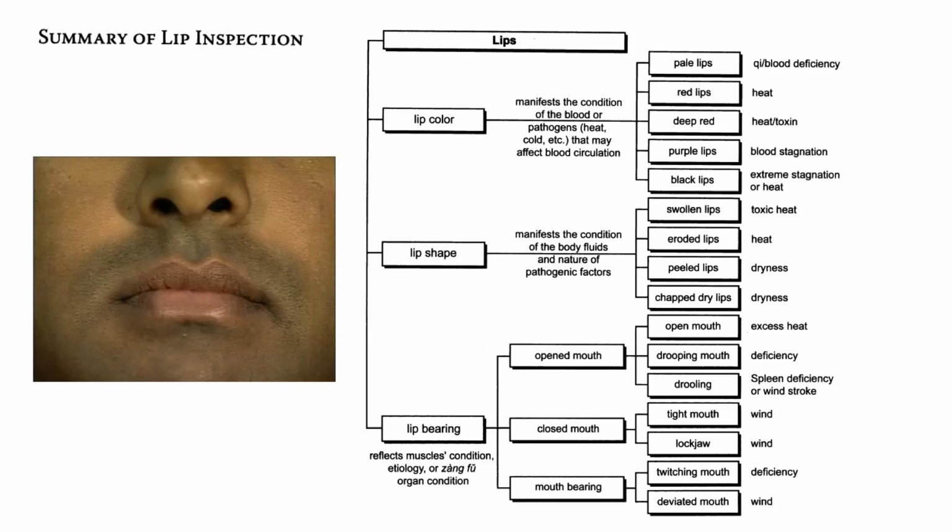Next, we have closed mouth. First, we have tight mouth if there is wind, and there is locked jaw when there is wind. In mouth bearing, we have twitching mouth in deficiency condition and deviated mouth which indicates wind.